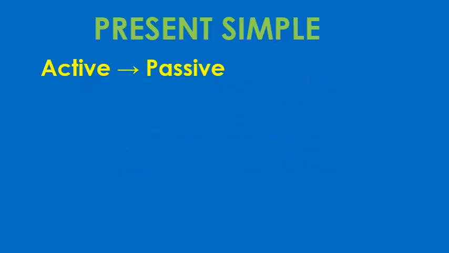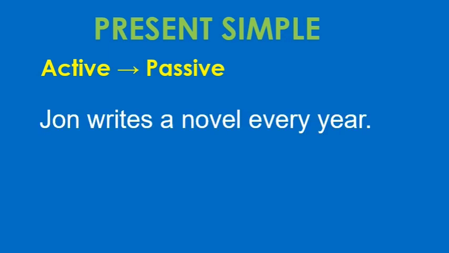Now we're going to start with changing active into passive sentences in present simple. So we're going to review a bit of what you have learned before. The example is John writes a novel every year. Now when you want to change active into passive, look directly to the verb. In this case is write. This is in verb 1. How do we know? Because there is an S, or even there is no S, it stays in the basic form. So it's a verb 1.